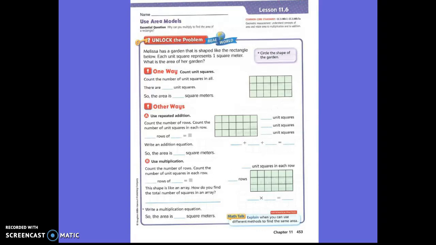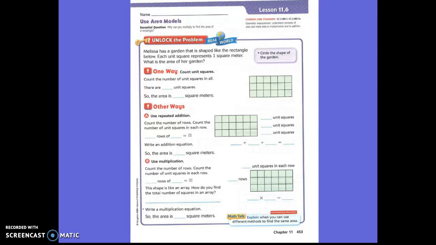Now, if you don't remember that stuff, then yes, this might be a little more difficult. Okay? All right, let's read the story problem. Melissa has a garden that is shaped like a rectangle below. Each unit square represents 1 square meter. Now, let me tell you what that means.